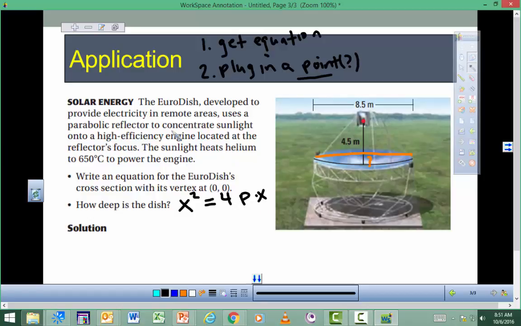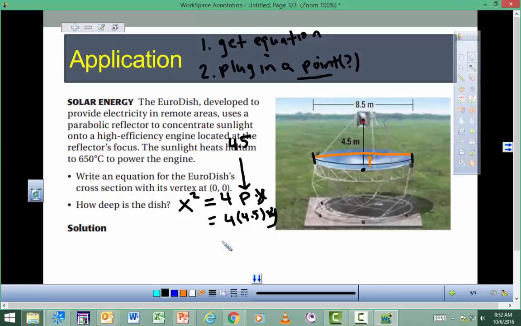And can I find out what this p is? Someone please help me out. Where is it? 8.5. Sorry, negative 8.5. No, the 8.5 is the width of the dish at this point. The 4.5 is from the bottom up to the focus point. So there's the 4.5, which gives us the equation, because all we need to do is take 4 and multiply it by 4.5 and then x. Oh, excuse me, this should be y. I almost made a mistake.